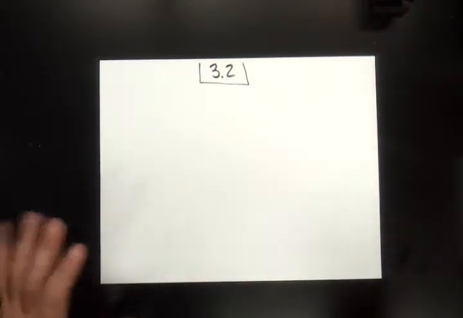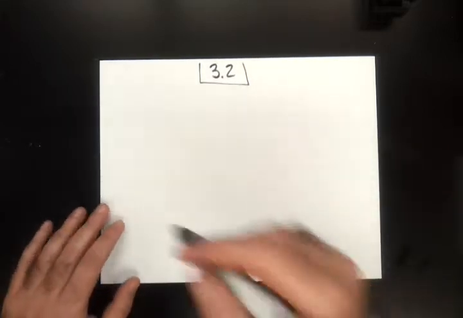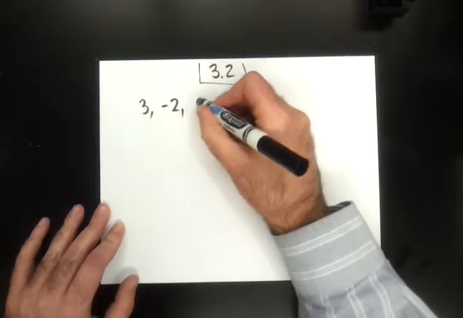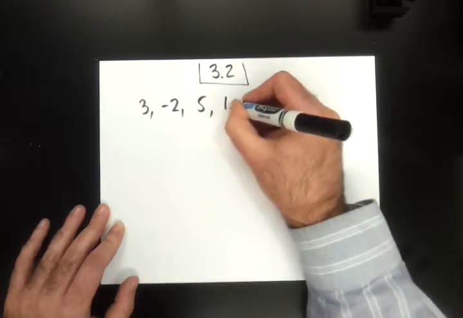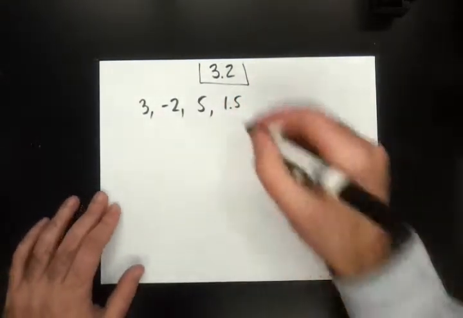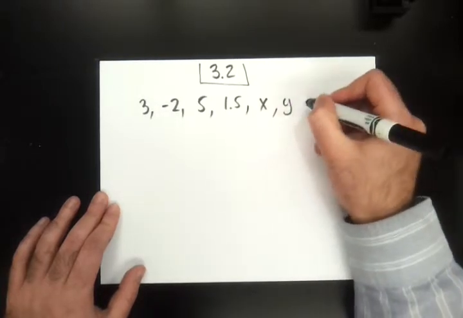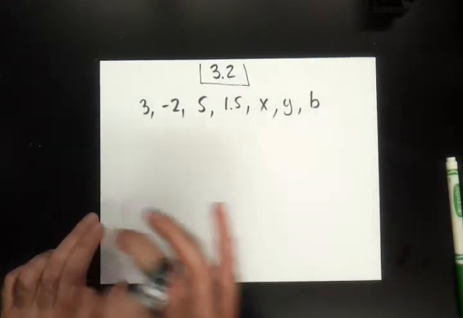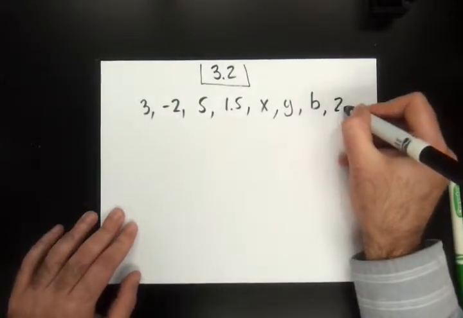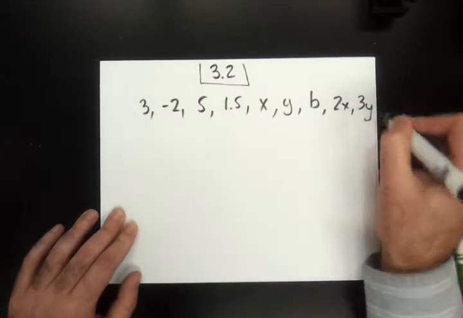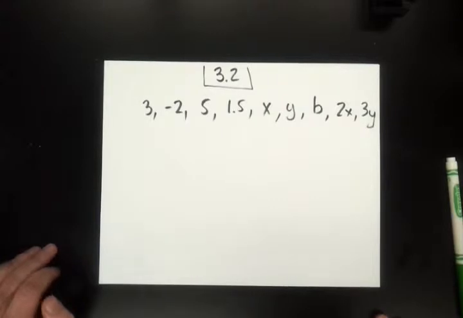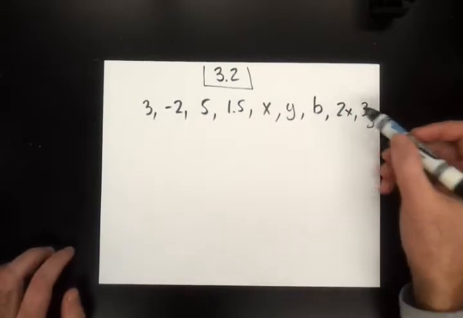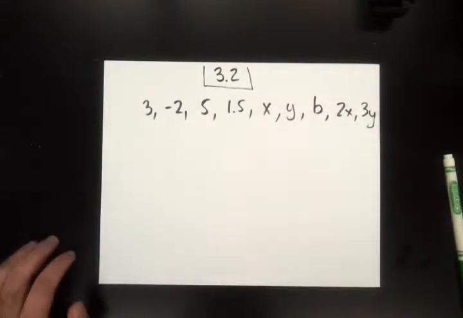A term can be any number, integer, or even a rational number. So 3, -2, 5, 1.5. These are all terms. It can also be any variable: x, y, b. It can be a combination of a number and a variable: 2x, 3y. So all of these are terms. Different kinds of terms: a number, a variable, or a number and a variable combo, where the number is now the coefficient.